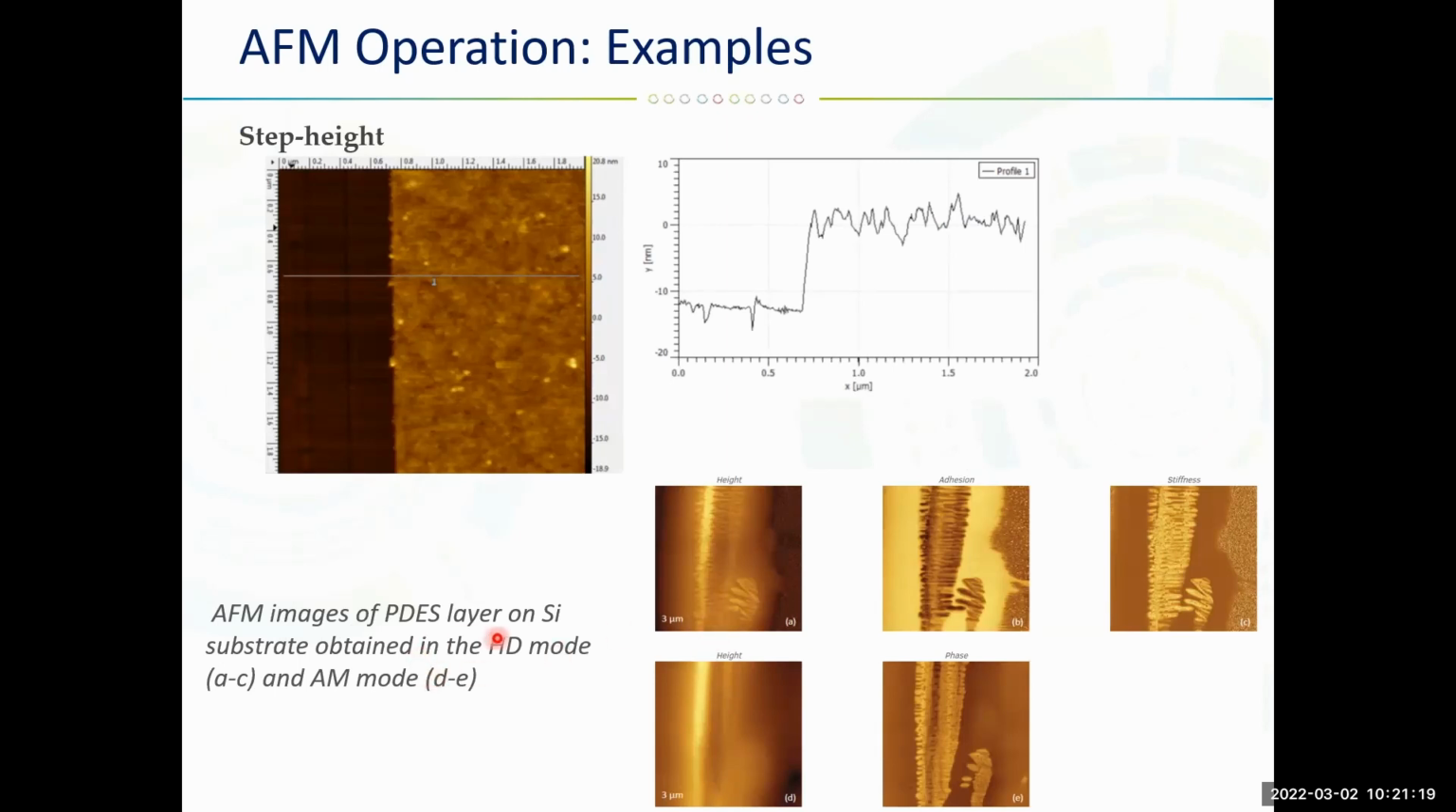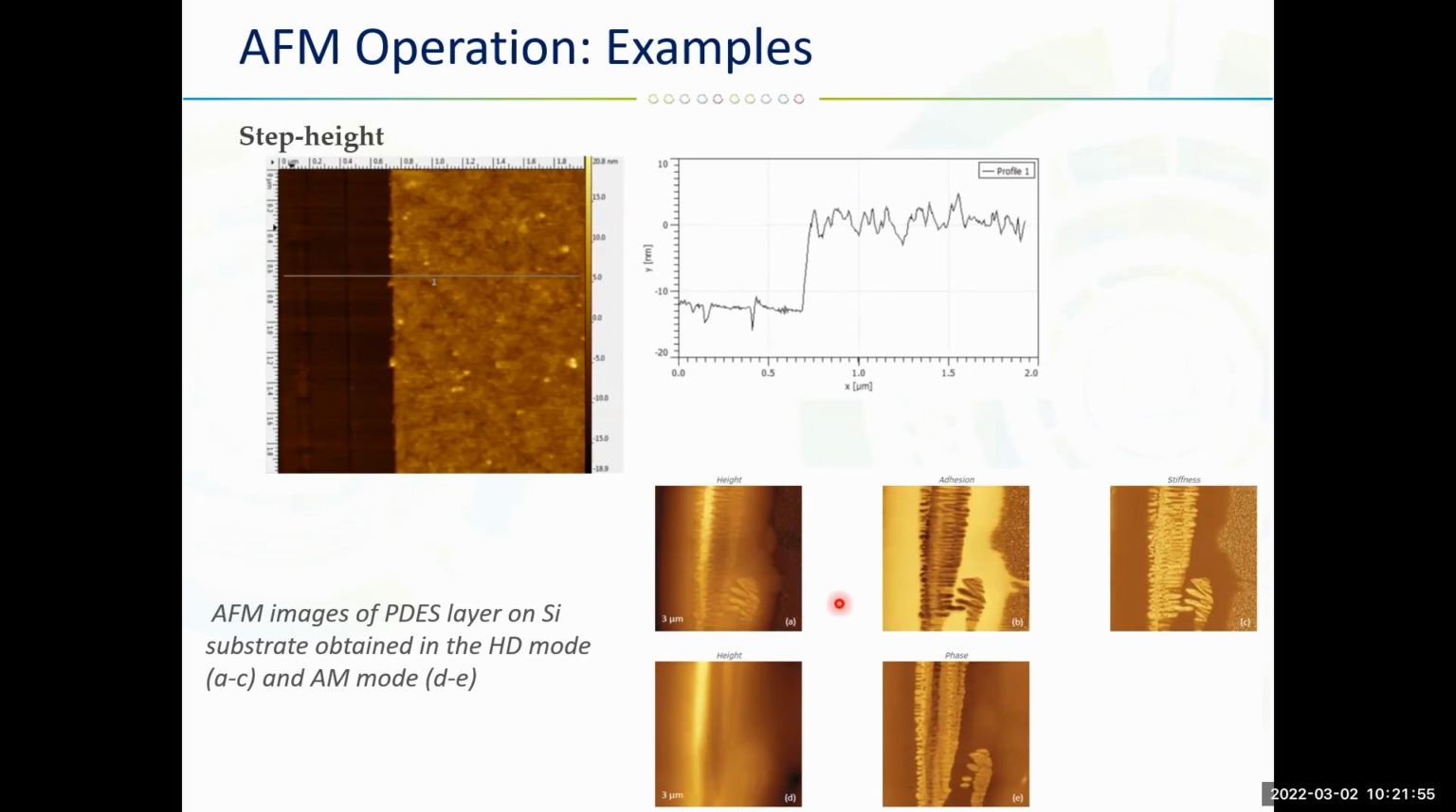And this allows us to get different information out of the sample. So this is a PDS layer on silicon, and it allows us to get the height, also the adhesion and the stiffness of the sample. So strong adhesion can be observed here, and this mode helps distinguish different variations in adhesion and stiffness independently. And yes, it's quite a useful mode, and some of the AFM machines have it.